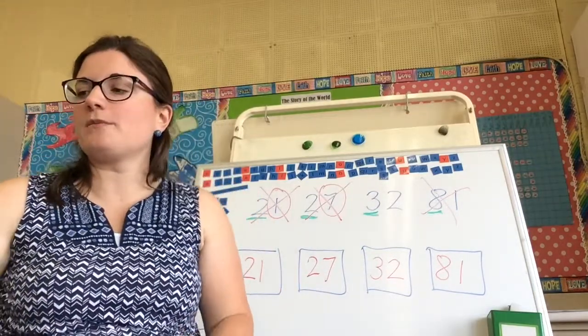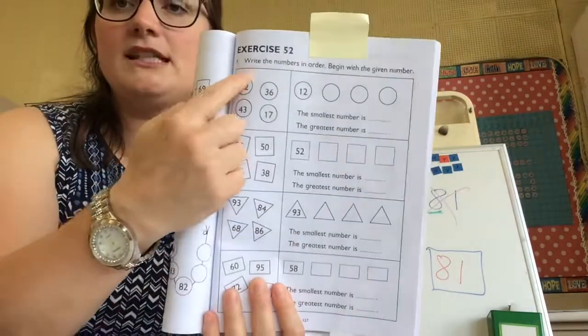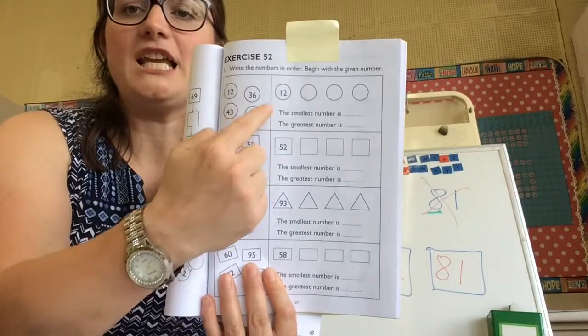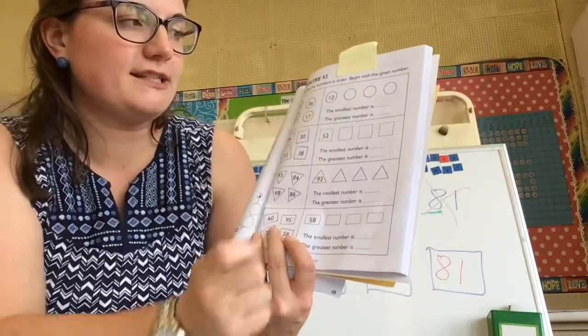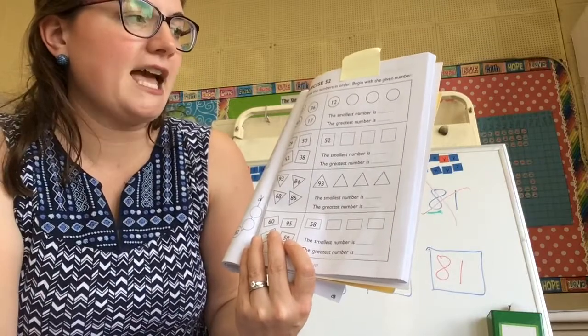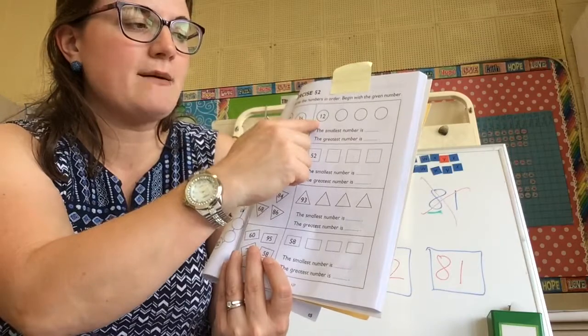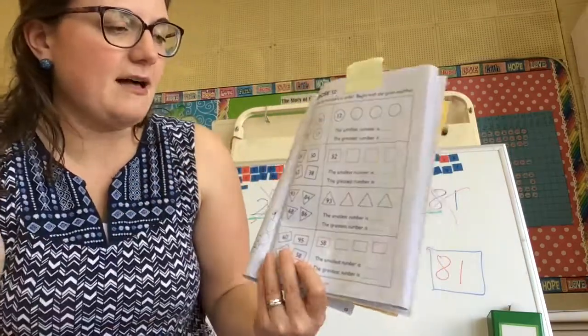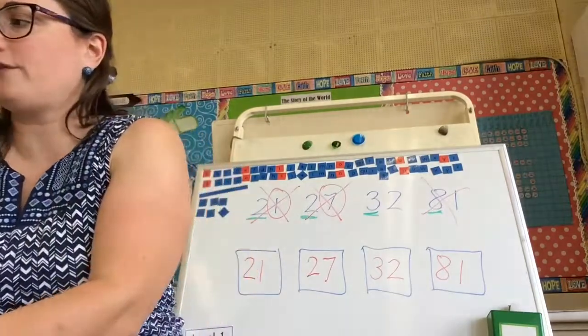Okay? So what you're going to do in your workbook today, you're going to do exercise 52. And I am going to give you 4 numbers, and you're going to write them in, and you're going to tell me what's the smallest number and what's the greatest number, okay? And you're going to put them in order, and they're going to give you the first number, and then you fill in the rest in that order for exercise 52, and that's just 1 page for today, okay?